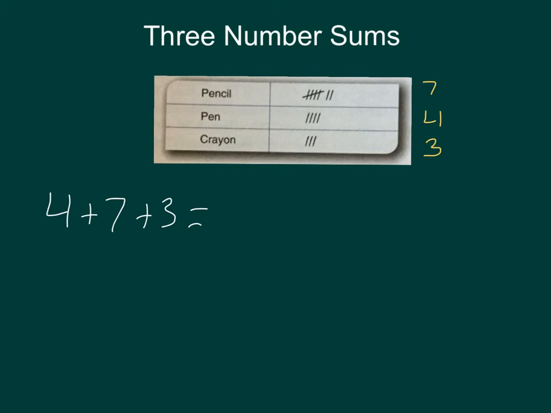When I go to add, I'm going to try to make natural groupings to make it easier for me. One way I could do it is I could start by going 4 plus 7. That equals 11. And now I can do 11 plus 3, which equals 14. Altogether, I bought 14 school supplies.